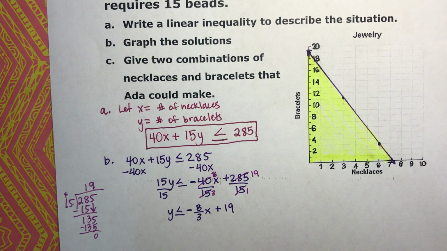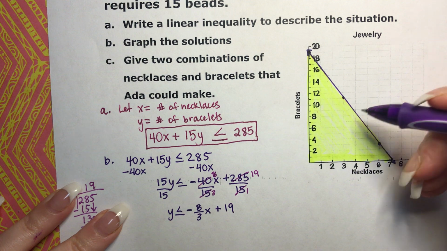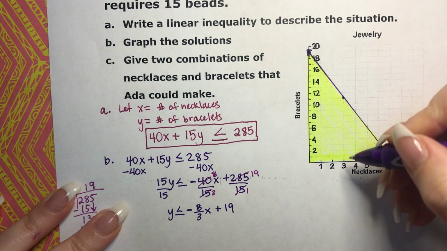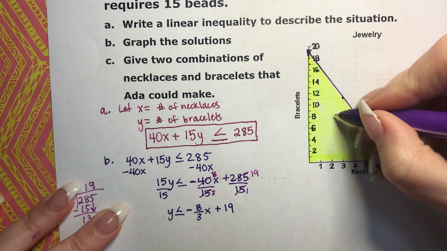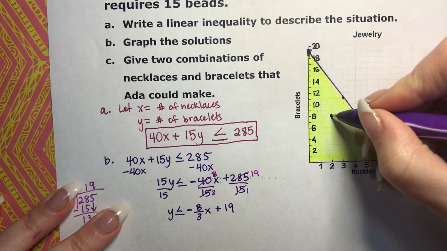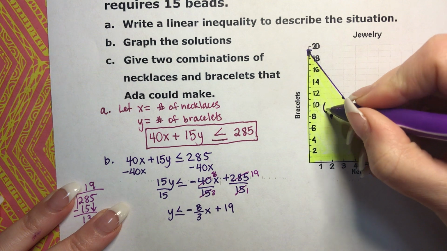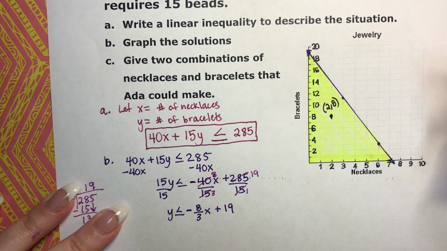So really anything, right? It could be anything along this line or anything in here. If we look here, we have 2 right here. This is a solution. It's just a point. So that's a 2, 8.